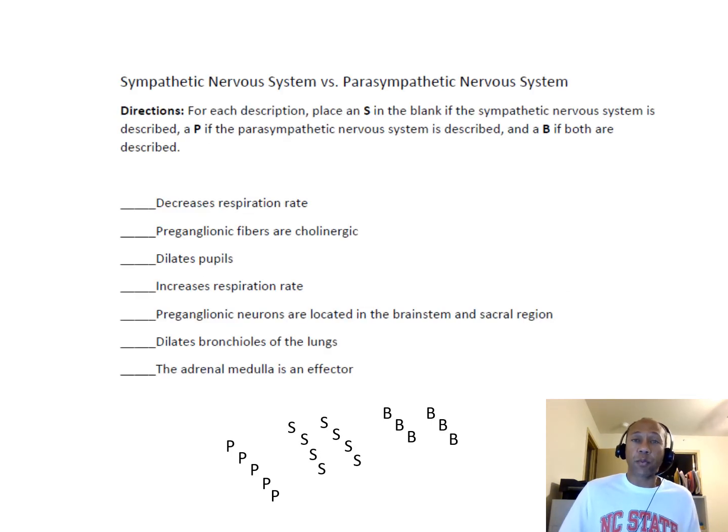So with that, what I'd like for you to do is complete the second portion of that learning activity, sympathetic nervous system versus parasympathetic nervous system. Here you are given various descriptions and you are asked to identify these descriptions as relating to the parasympathetic nervous system, the sympathetic nervous system, or both.